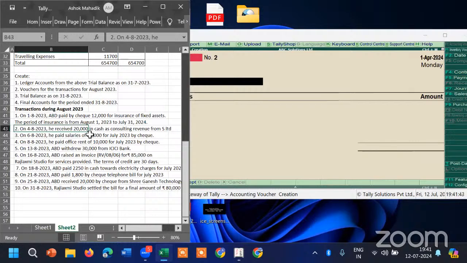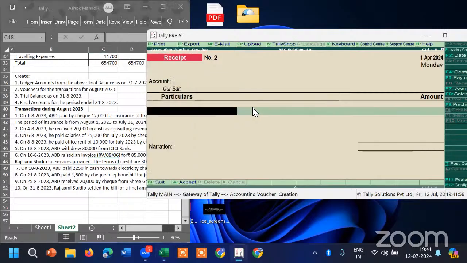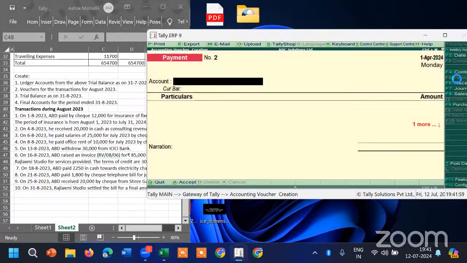Whenever money is received, we are least bothered about the party's name. Okay. Next, 6th August, he paid salaries of 25,000. So salary expense is a payment. We'll press F5.